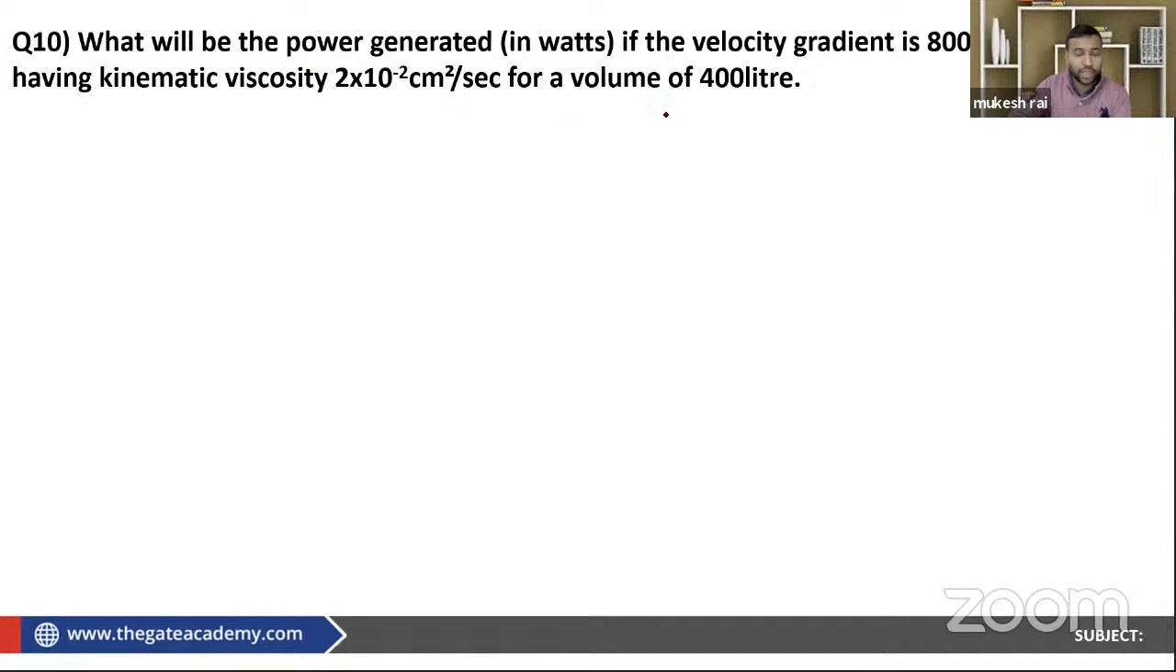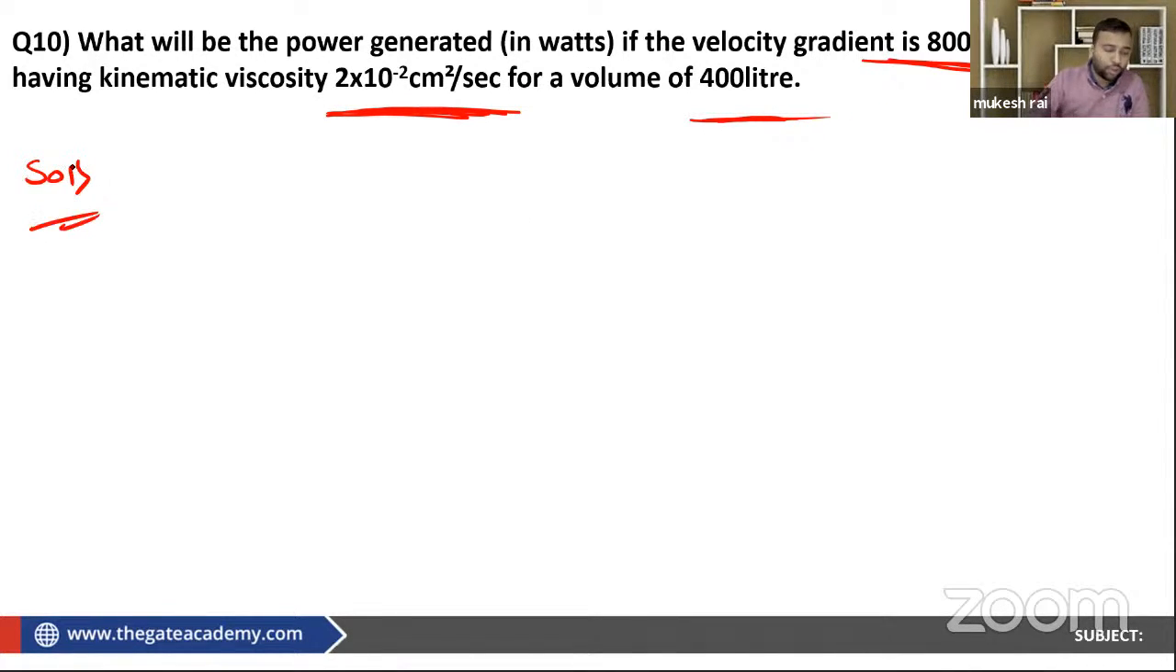What is the power generated if velocity gradient is given as 800 per second, kinematic viscosity is 2 into 10 to the power minus 2 centimeter square per second, and volume is 400 liter? Now you need to find the power generated in terms of what? Within 1 minute, you need to give the answer of this question. Wrong, Dhruv. Correct, Krishna. Very good, Krishna.